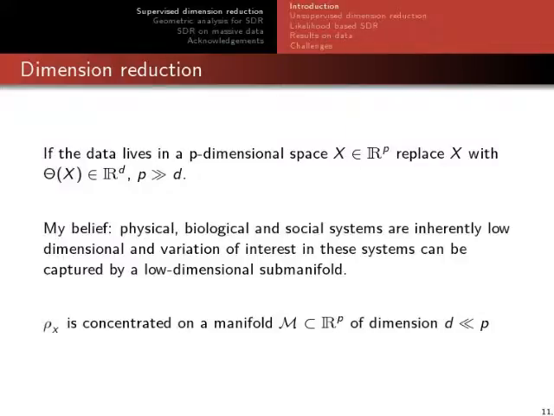So roughly speaking, our idea is going to be that x is very high, it's p-dimensional. I'm going to replace x with some statistic of x, we'll call that theta of x, that's a lot lower dimensional, okay? And somehow this should preserve things. And again, the idea is if you have physical, biological, social systems that are inherently low dimensional, we can capture these by a low dimensional submanifold. And later on in the talk, when I make some of these results a bit more concrete, or try to quantify a bit more, I'm going to say that the marginal distribution on X is concentrated around a manifold which is low dimensional. But for many of the results, we don't necessarily need that.